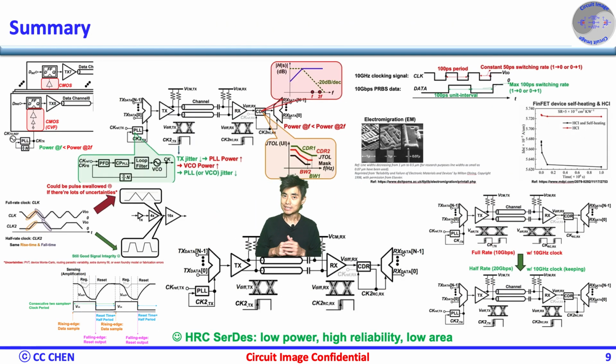Here are the summarized images of why we prefer half rate clocking SerDes. Long story short, the half rate clocking helps improve the PPA of the SerDes in a low power, high reliability, and low area. Therefore, any power constrained device like a mobile phone, tablet, or any IoT device like a smartwatch may not accept a full rate SerDes.